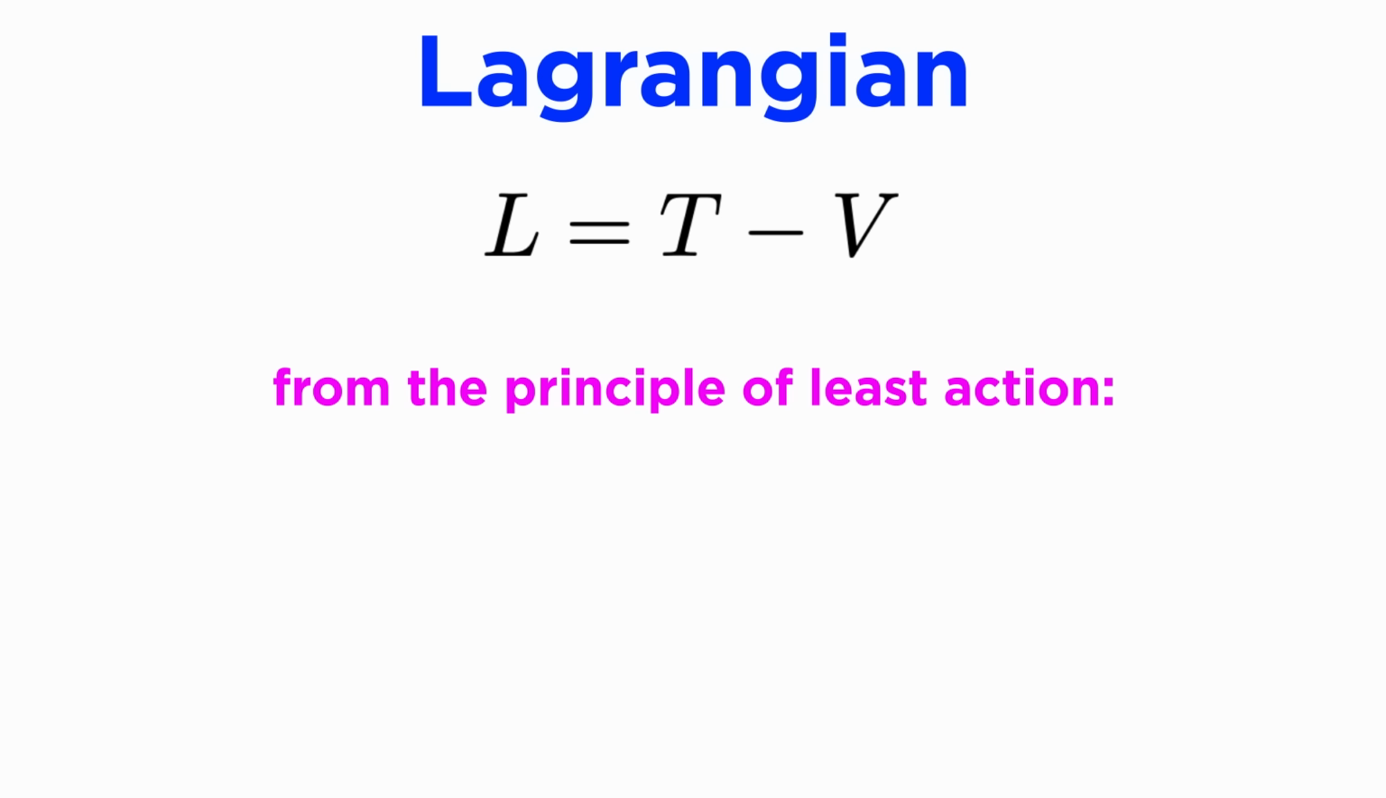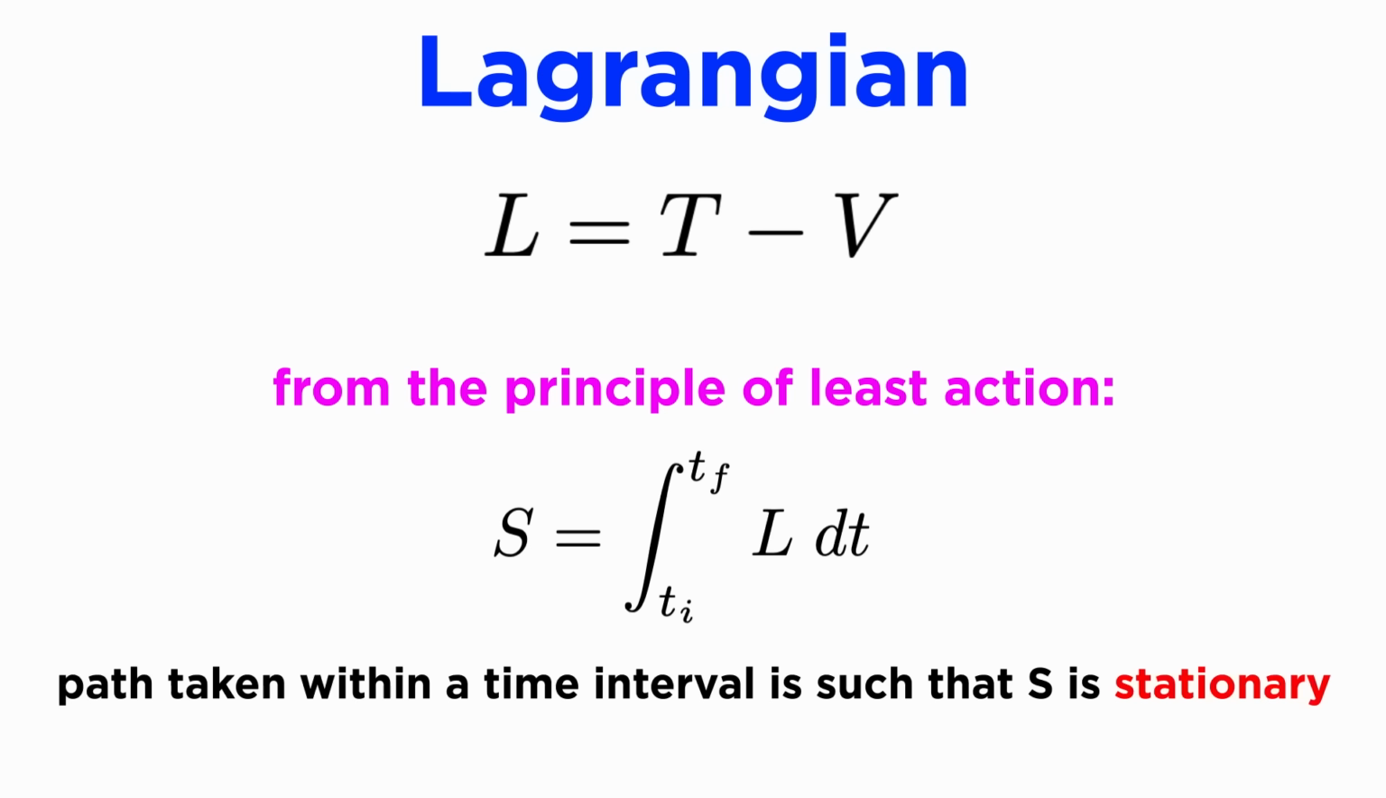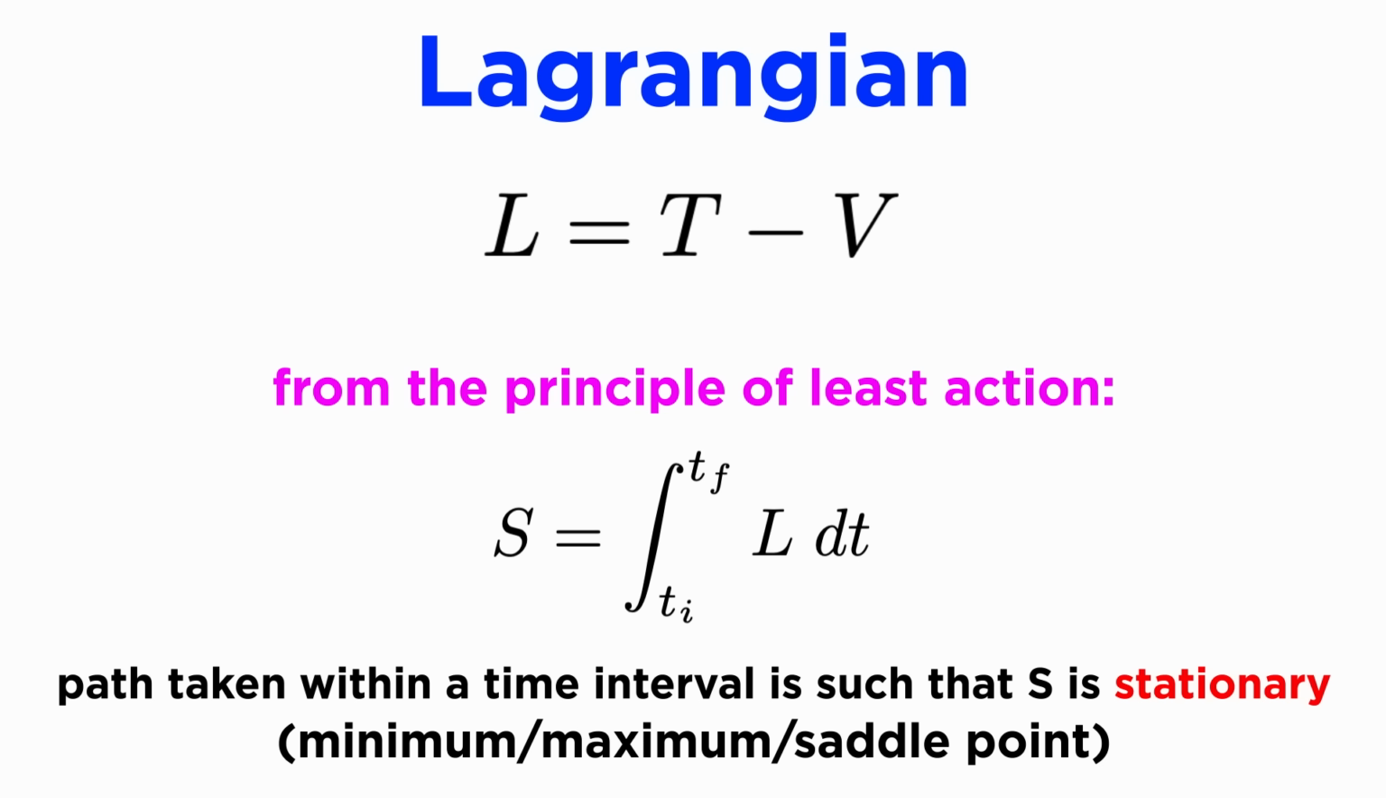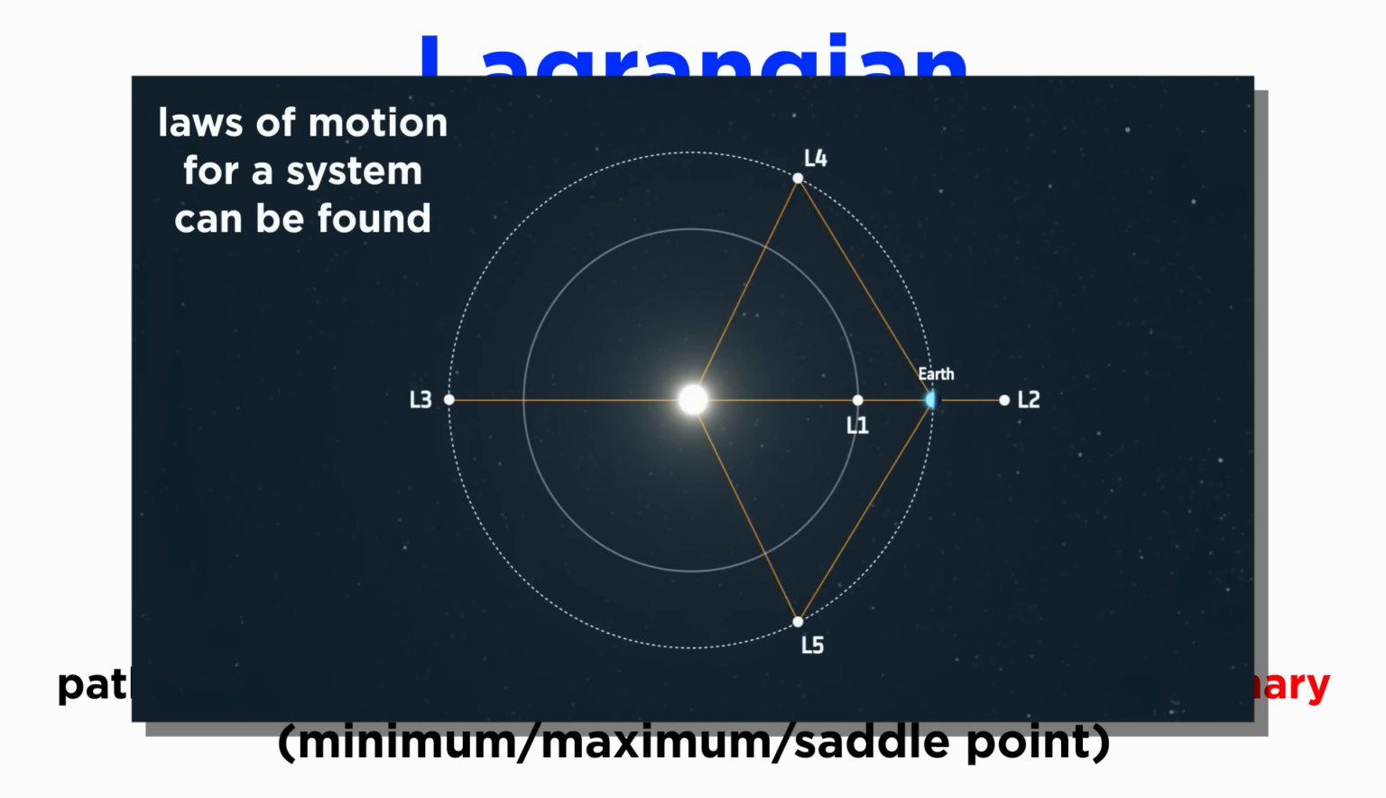The Lagrangian comes from the principle of least action, which says that the path taken by a physical system between 2 points in time is such that the action S, defined as the time integral of the Lagrangian L, is stationary, meaning a minimum, maximum, or saddle point with respect to variations of the path. From the Lagrangian, the laws of motion for that system can be found.